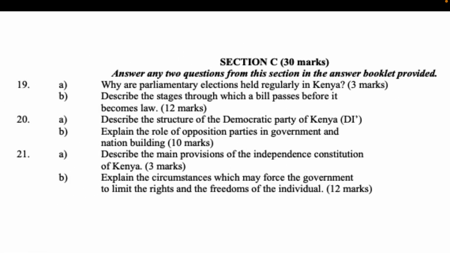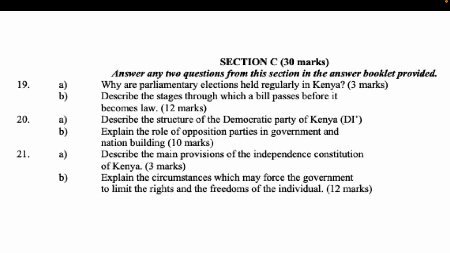Answer any 2 questions from this section in the answer booklet provided. 19. A. Why are parliamentary elections held regularly in Kenya? 3 marks. B. Describe the stages through which a bill passes before it becomes law. 12 marks. 20. A. Describe the structure of the Democratic Party of Kenya. B. Explain the role of opposition parties in government and nation building.